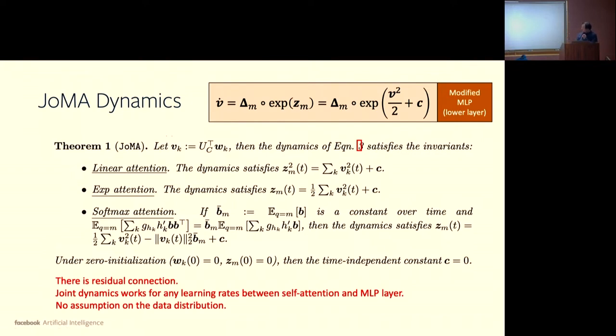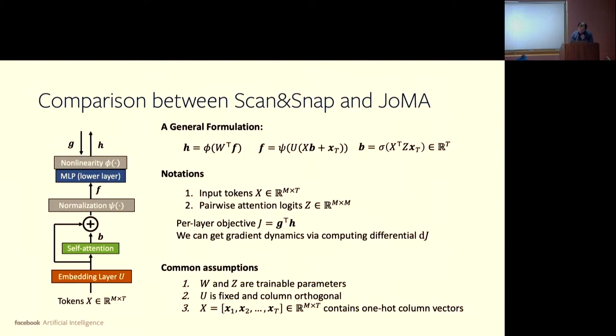That's basically the idea. So this actually makes it much simpler, and this does not require the assumption that the decoder layer is training much faster than the self-attention layer. You don't need that anymore.